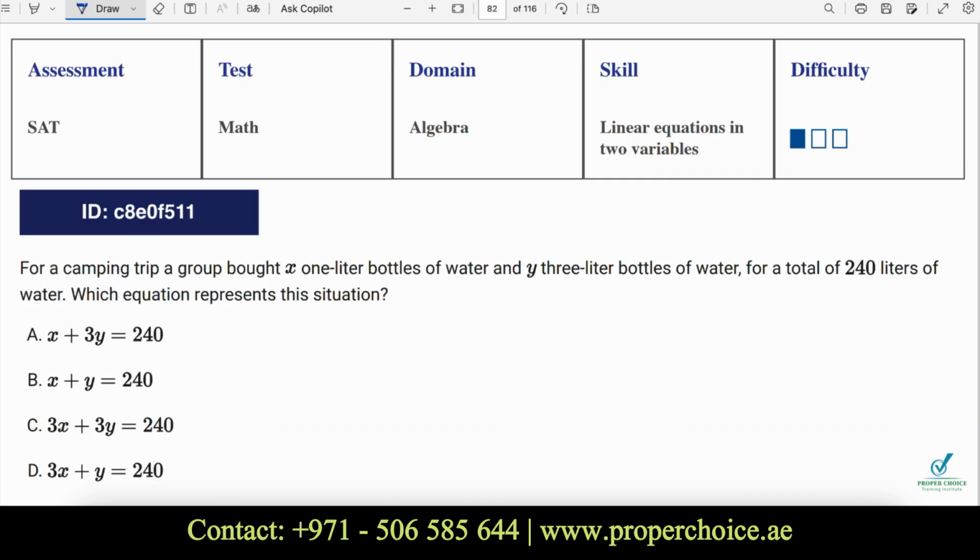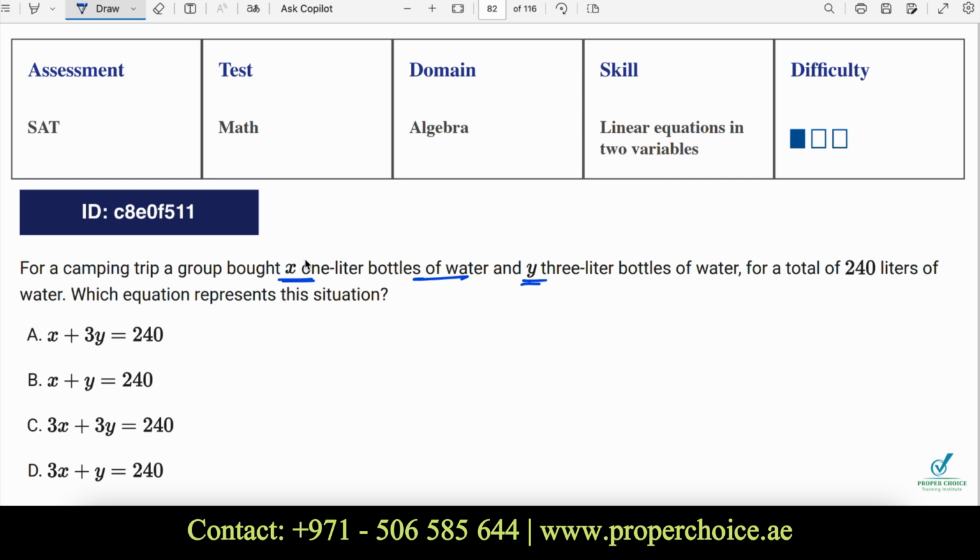Question says, for a camping trip, a group bought x 1-liter bottles of water and y 3-liter bottles of water for a total of 240 liters of water. Which equation represents this situation? So we are asked to set up an equation for the given situation.